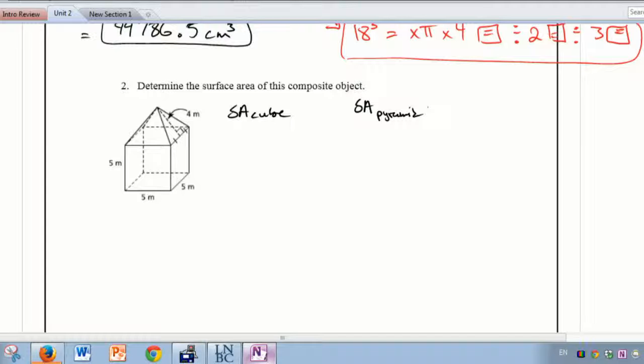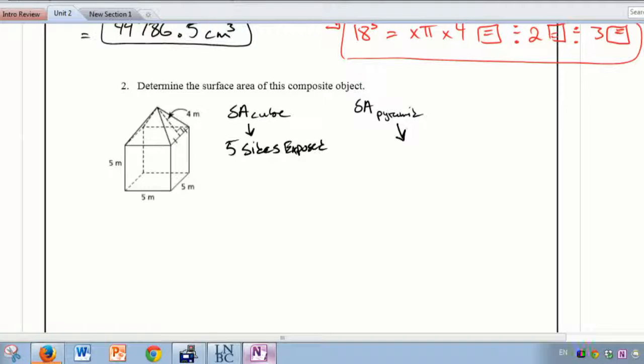So I need to think, how many sides of my cube are exposed? A regular cube has 6 sides, but the bottom of my pyramid is the top of my cube, and that's not exposed. So in this case, I only have 5 sides exposed.